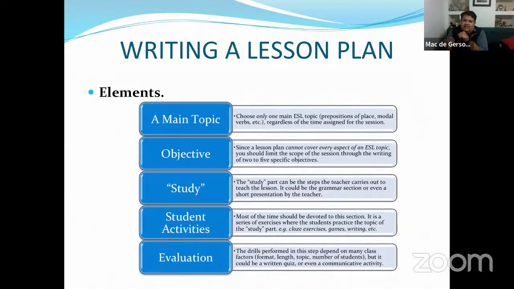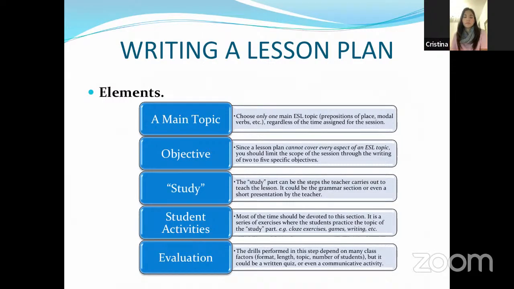The students practice the ing form. Objective number 3, the students practice vacations vocabulary. So you will have one main topic with 3 or 4 different objectives. And then number 3, the study. Am I going too fast? It's okay. No, fine. It's okay.